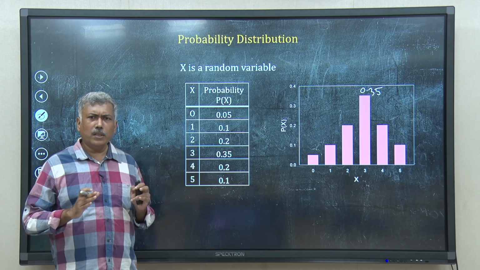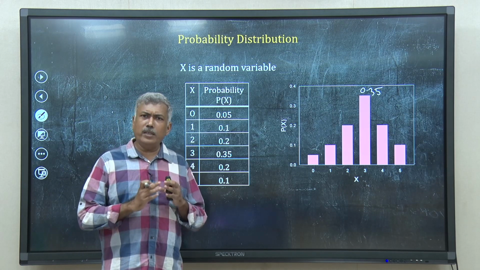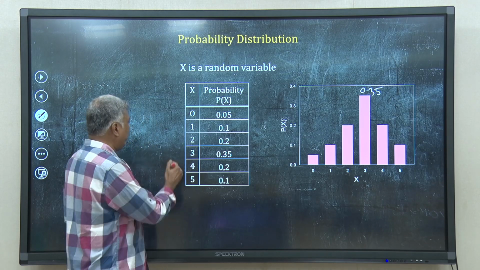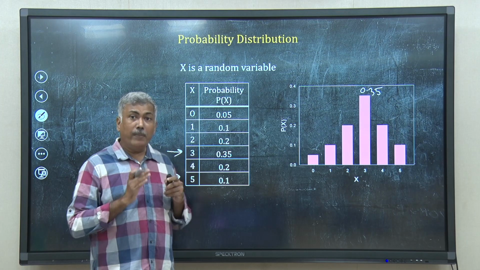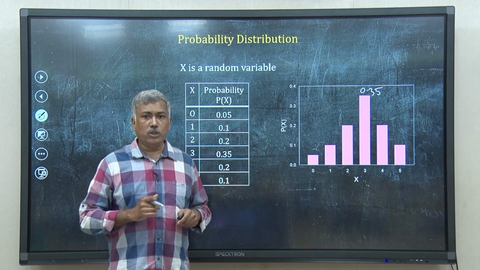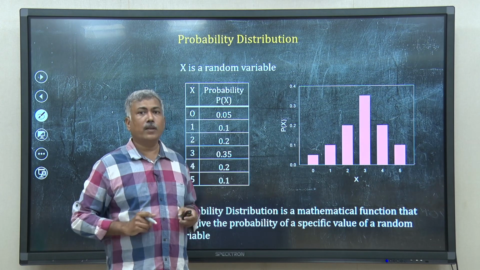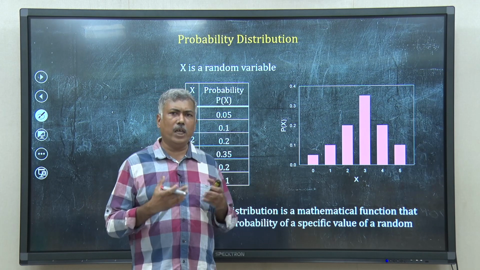Now, suppose I do not know these values, I do not have this figure either. I want you to give me a mathematical function which will tell me the probability that X will be equal to 3 or X will be equal to 5. So, I want a mathematical function, and that mathematical function is called a probability distribution. So, a probability distribution is a mathematical function that will give us the probability of a specific value a random variable takes, right.